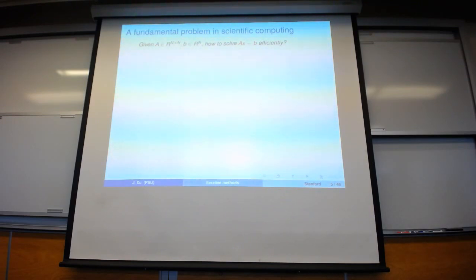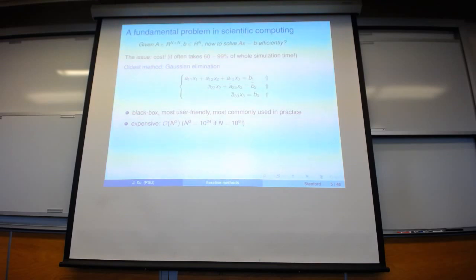We're just trying to solve equations, very simple: solve Ax = b. Of course, the issue here is the cost. Most of the simulation takes a majority of the computing time. By far the most commonly used method is still probably Gauss elimination. You do elimination, you all studied this before, right? Then you do the backward substitution. The deal here is that it's expensive, it takes O(n^3) time, but if you use sparsity, maybe you can do better.